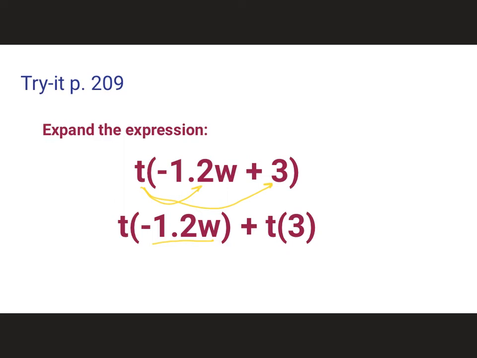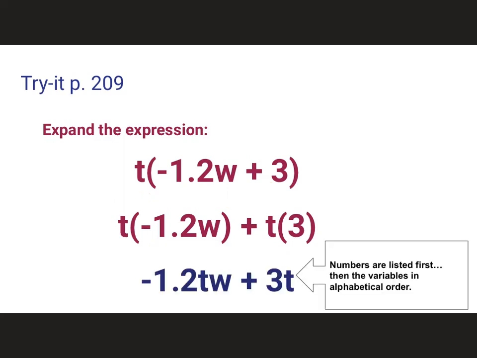And then the next thing I'm going to do is clean this up. Notice how we just put the variables in alphabetical order, and we put the coefficient in front of the letter. And that's it. That's how you do this. That's how we expand.